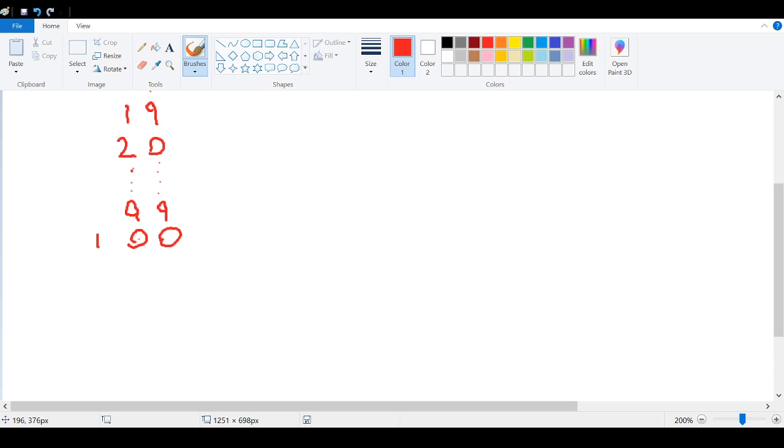So what you can think about is this column here is the ones column, this column here is the tens column, and then this column here is the hundreds column. And if we were to continue down, we would get the thousands column, and then the 10,000s column, and so on.